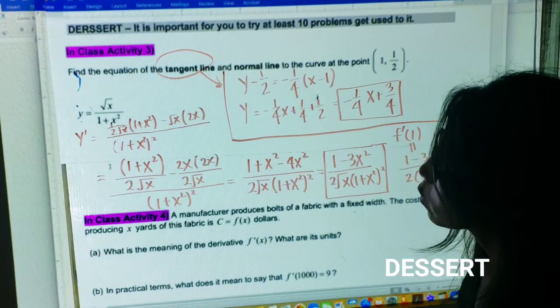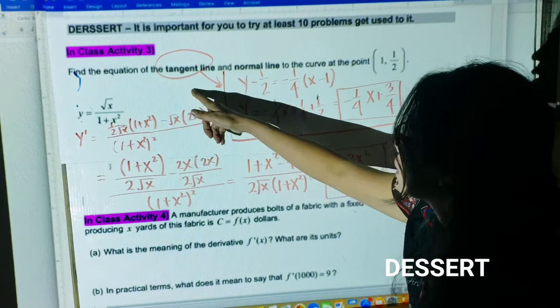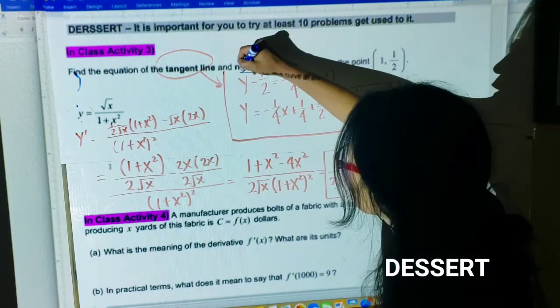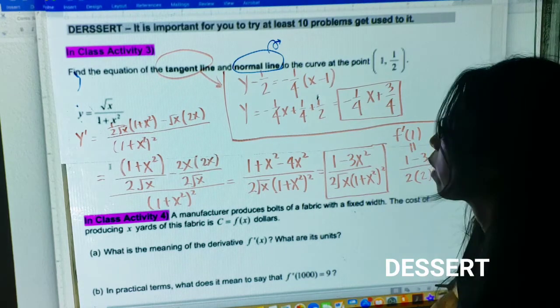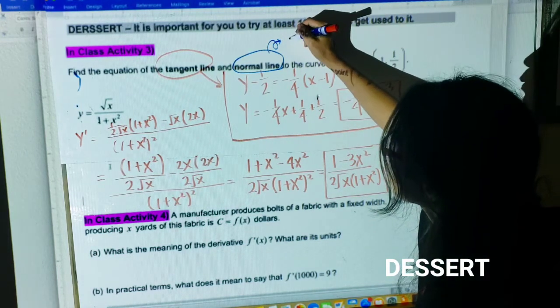The last 2 questions are your dessert. So now I want you to find the tangent line and normal line. I'm going to explain what normal line is. Normal line is what we use in Cal 2, Cal 3, Cal 4. Normal line means the line perpendicular to the graph, with a perpendicular slope.